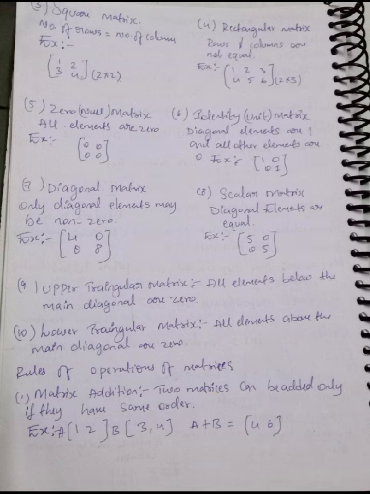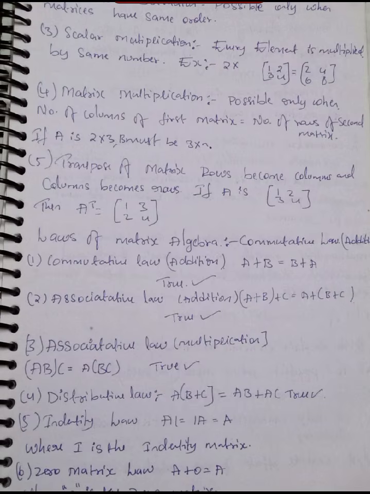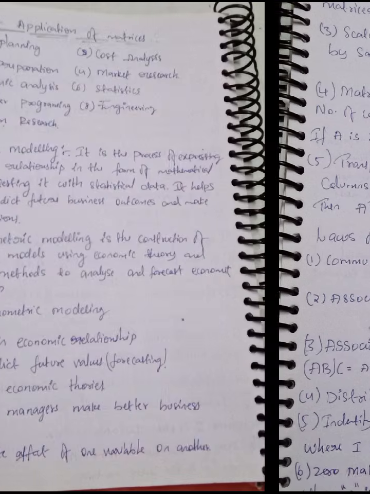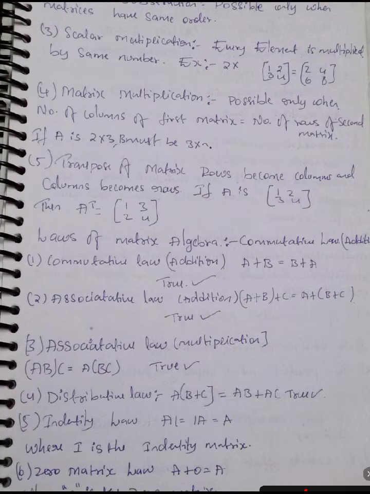Okay, so we have discussed till now square matrix, rectangular matrix, zero or null matrix, identity or unit matrix, diagonal matrix, scalar matrix, upper triangular matrix, lower triangular matrix, and rules of operations of matrices. Now let's discuss matrix subtraction, possible only when matrices have the same order. Yeah, same order.